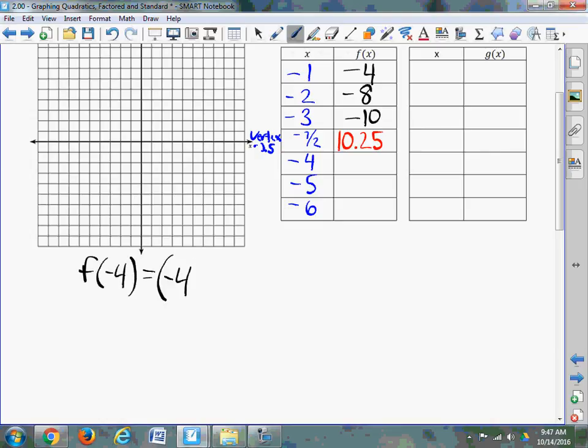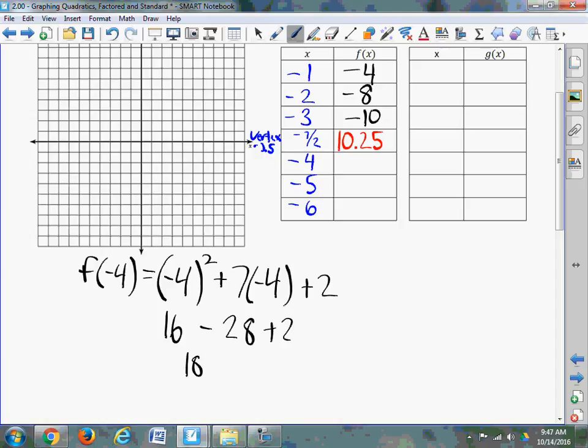We got -4 squared plus 7 times -4 plus 2. So -4 squared is 16 minus 28 plus 2. 16 plus 2 is 18. 18 minus 28 is -10. All right, and this is going to continue to repeat. So just for the sake of time, we'll use that symmetry to our benefit. All right, so those are all our points for the parabola.